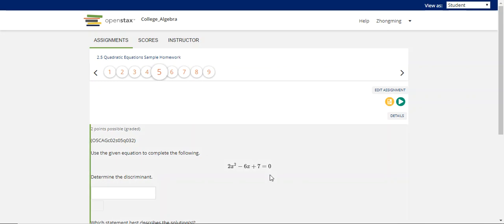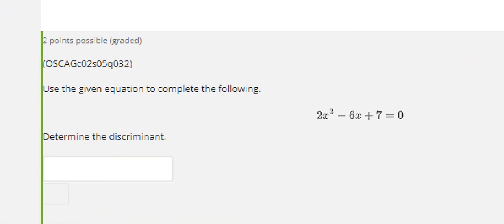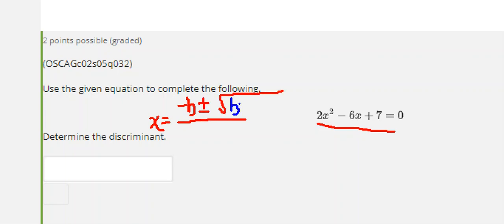Hi guys, in this particular problem, this is a quadratic equation. We're going to compute the discriminant. So first of all, you have to know what the discriminant is, right? If you remember the formula, the quadratic formula is like this: negative b plus or minus square root of b squared minus 4ac. This is the formula that I would hope everybody is able to remember.